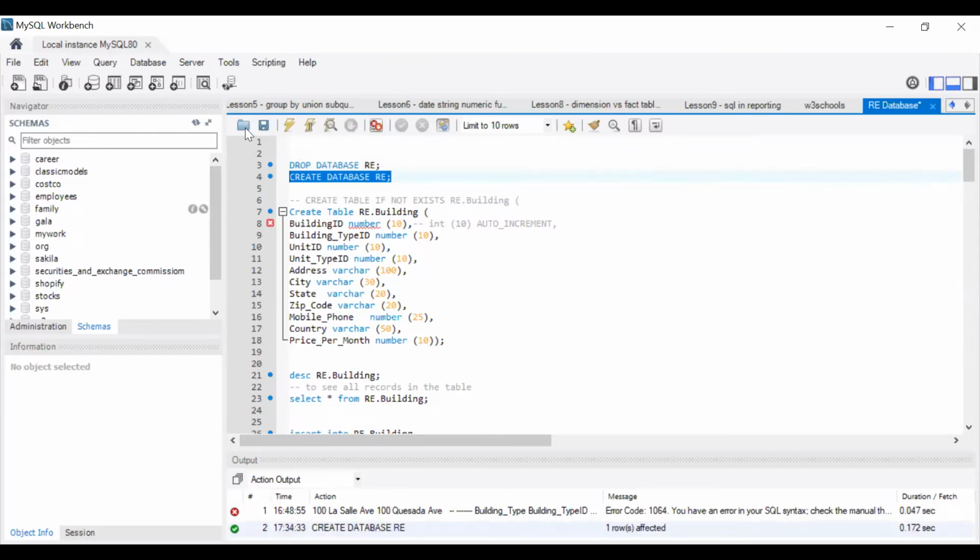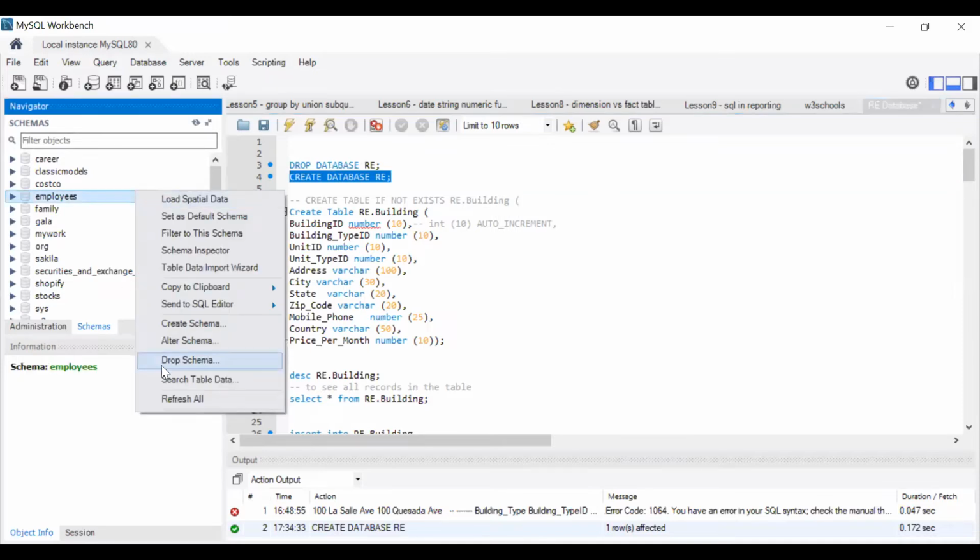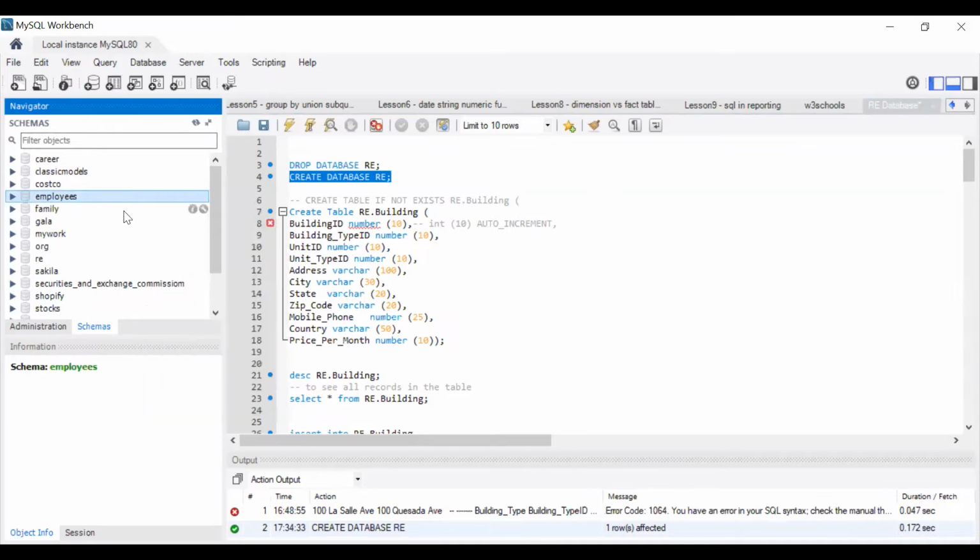I just ran it by clicking on this little yellow thing. It's called run, okay? Let's see if we have it. Let me refresh. On the left, you will have all of your databases. And as you can see, here it is, it's RE. It doesn't have anything because we just created the database. There are no tables yet in that database, okay?